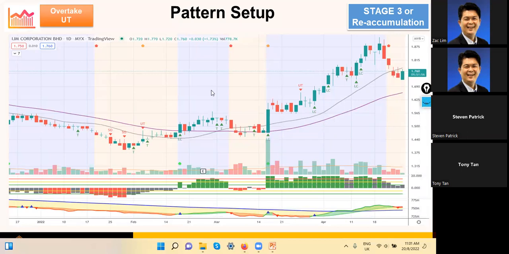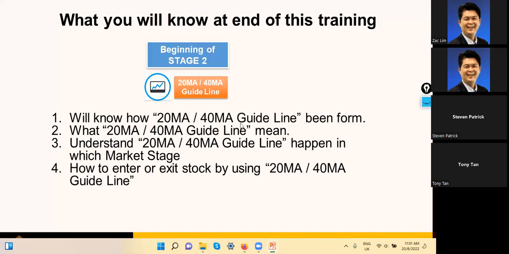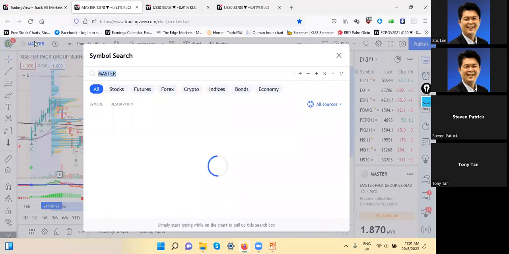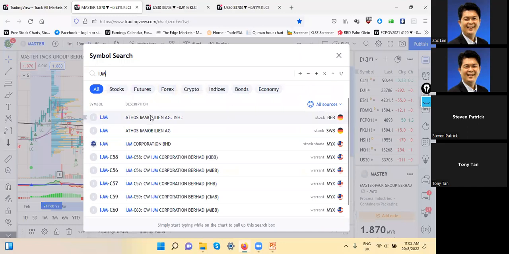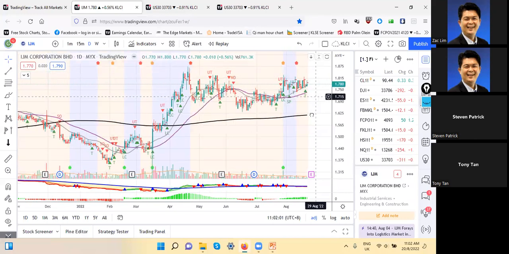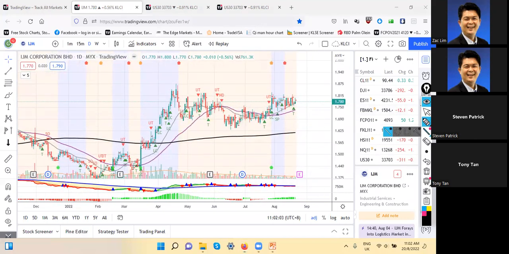So this one is the overtake. See here for IJM Corporation. I can use this one also as an example. This is an overtake upthrust. You can see here upthrust, overtake upthrust, and also overtake upthrust.